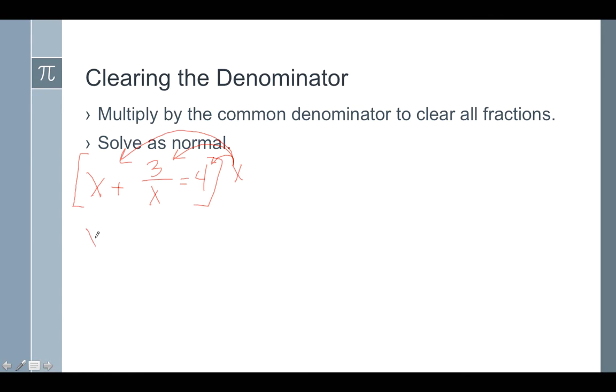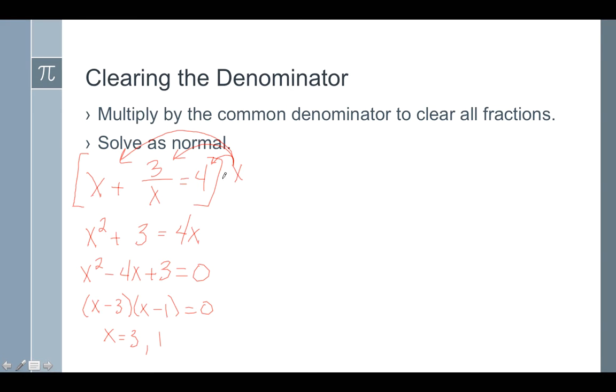When we multiply by x, we get x squared. When we multiply by that 3 over x, the x is canceled. We're left with 3. When we multiply by 4, we get 4x. Now, this is a quadratic. Quadratics we have to set equal to 0, and therefore now we can factor. So x minus 3, x minus 1 equals 0. Therefore, x is 3 and x is 1.